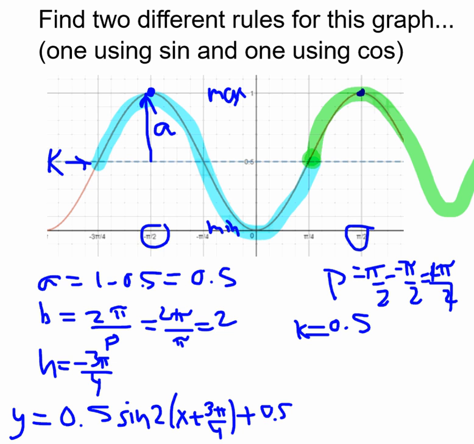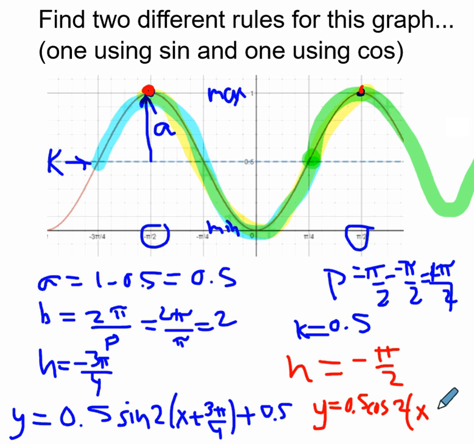Now cosine, I could highlight it in yellow. So for my cosine, I'm going to start up here, come down, and then back up here. So the only thing that will change is my h. My h will be equal to minus pi over 2. So then I can write my rule as 0.5 cosine of 2 x minus pi over 2, so plus pi over 2, and then plus 0.5.